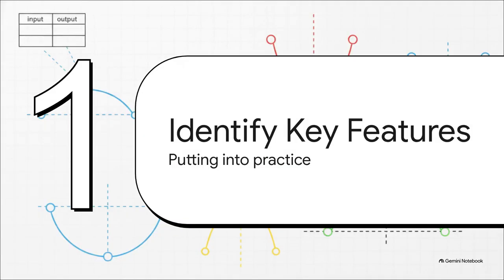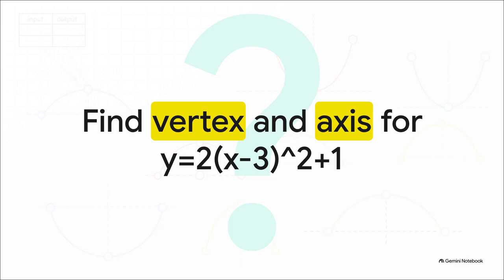Now that we know what these variables actually mean, let's pull the key features out of a real equation. Pause check number 1. Take a brief moment to look at this equation. y equals 2 times the quantity x minus 3 squared plus 1. Based on the blueprint we just went over, what are the vertex coordinates and the axis of symmetry?